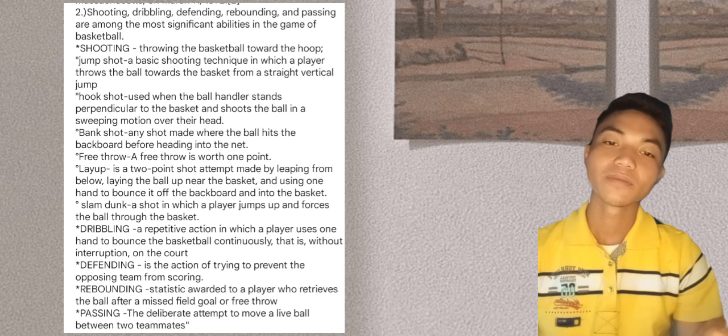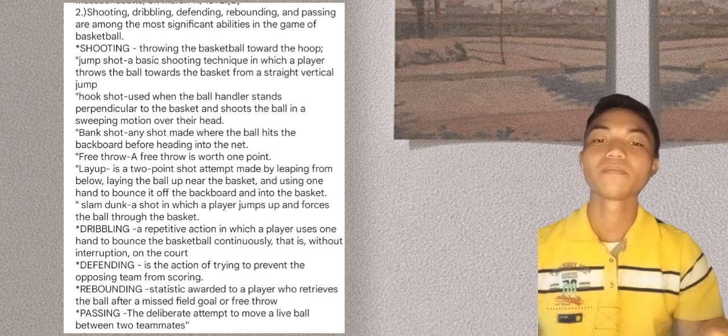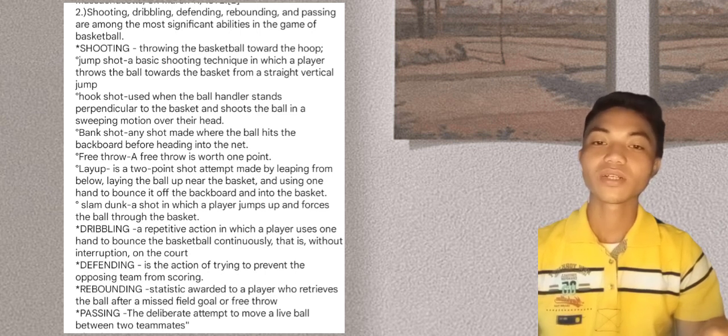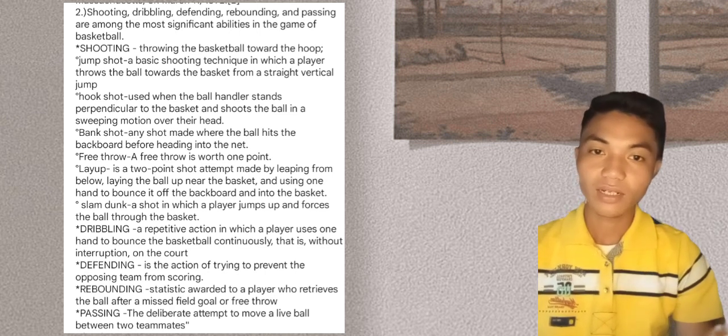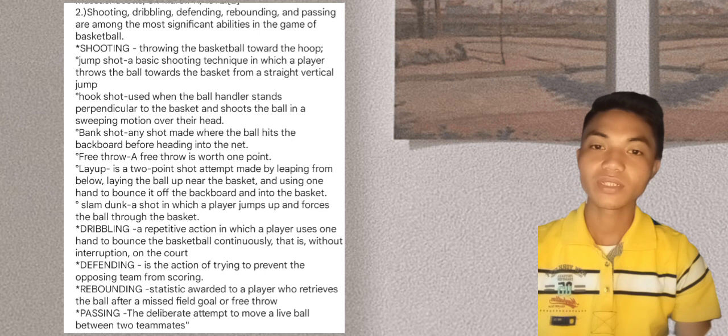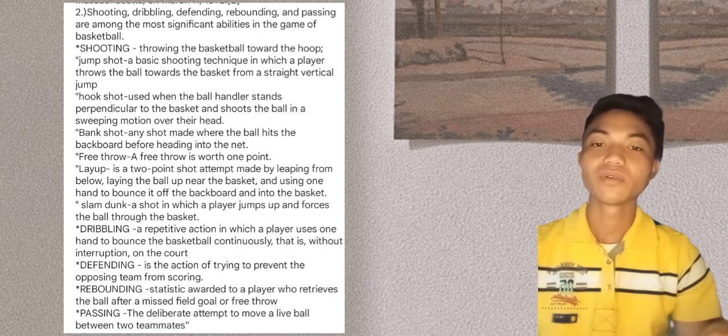Next is the free throw. A free throw is worth 1 point. Layup: it is a 2-point shot attempt made by leaping from below, laying the ball up near the basket and using one hand to bounce it off the backboard and into the basket. Next is the slam dunk, a shot in which a player jumps up and forces the ball through the basket.